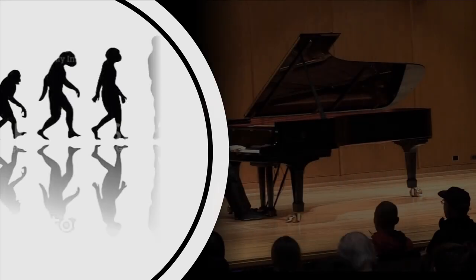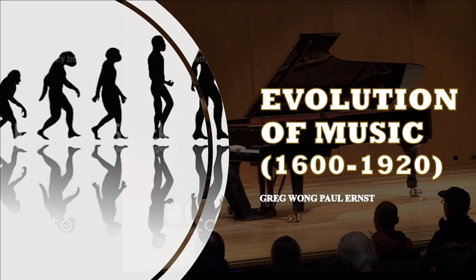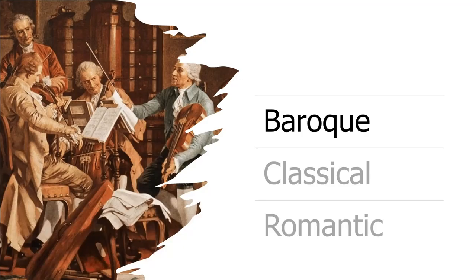Hello and welcome to the evolution of music from the 17th century to the early 20th century. From that interval, there are three periods of classical music, namely Baroque, Classical, and Romantic. Let's look at the first period, Baroque.